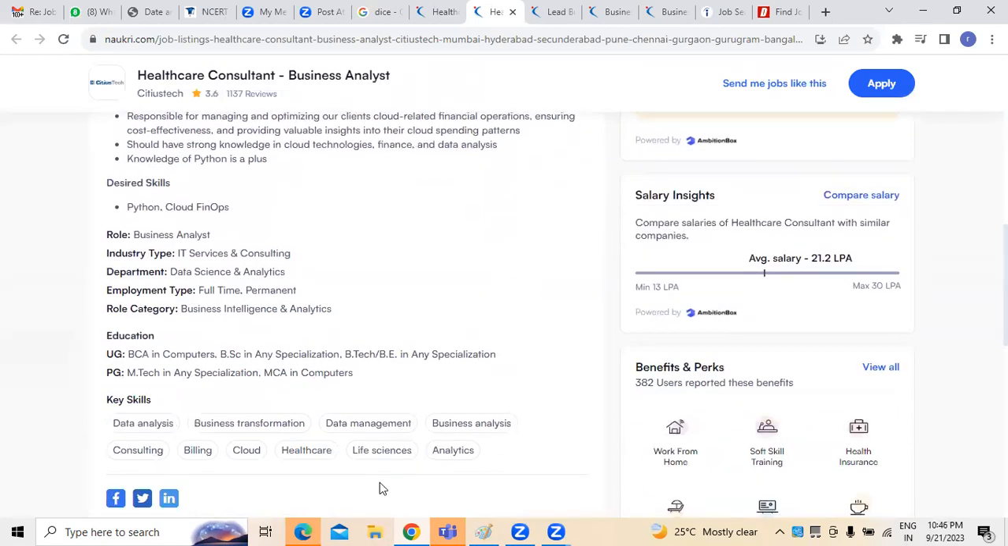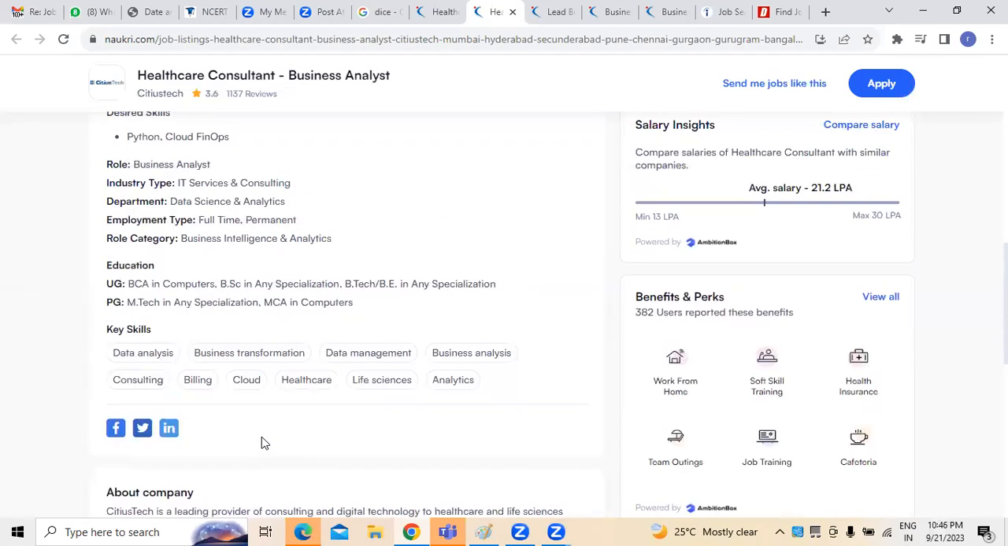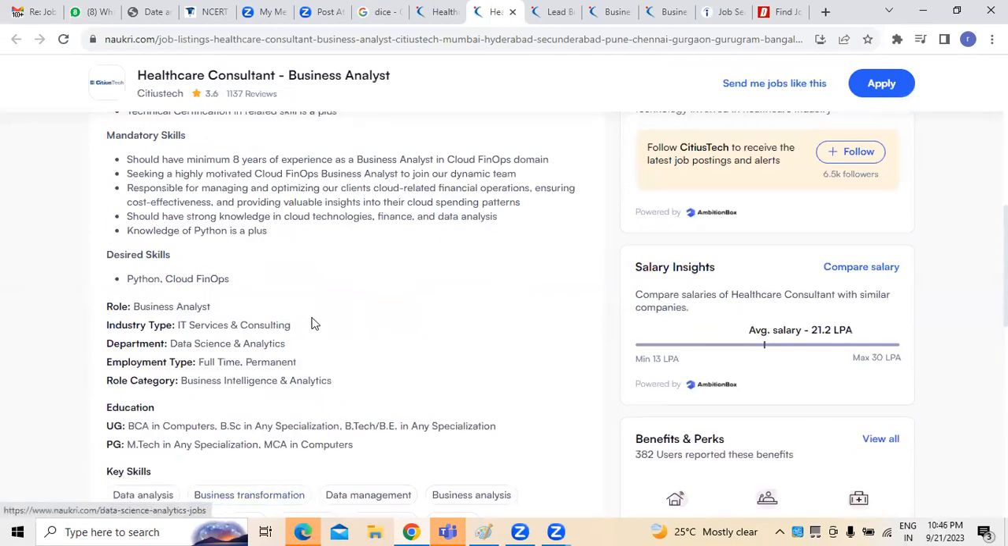Second, this company is a product-based company wherein to develop some products, they are using Python. So they want a person who has knowledge of Python. Python is a programming language. Knowledge of Python is what they are expecting.